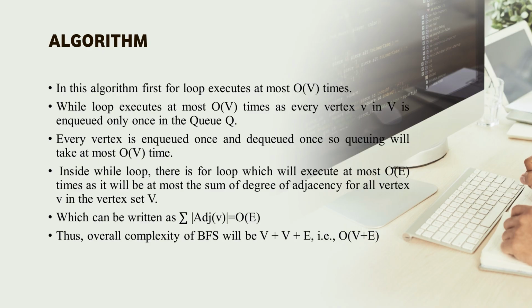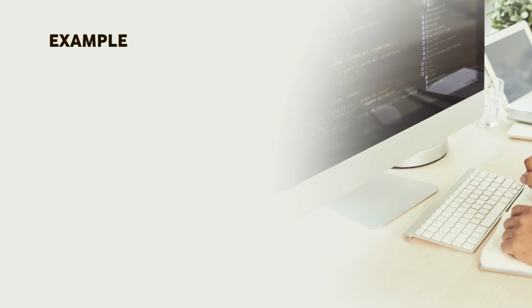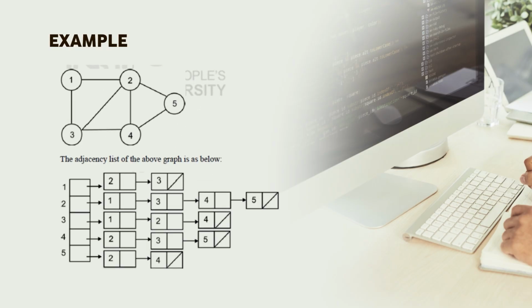Okay, so you have to do that. So in the end, the overall complexity is very similar to the DFS, which is again a big O of V, the vertex set, plus E, the edge set. Okay, so again the same example will also be discussed here, 1 2 3 4, and the adjacency list of the example is also being shown.